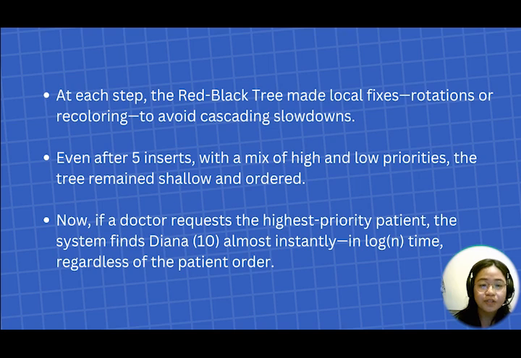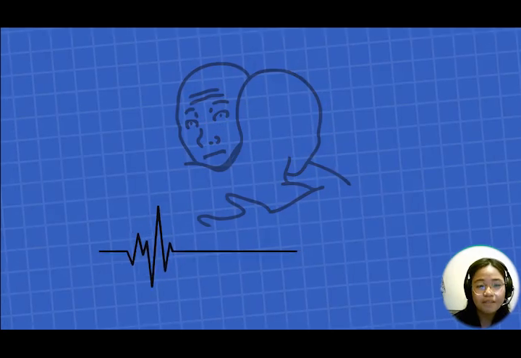Now, if a doctor requests the highest priority patient, the system finds Diana, with a priority number of 10, almost instantly, regardless of the patients' order. And if Diana is discharged, the deletion process kicks in, followed by a rebalance if needed, and the red-black tree might rotate or recolor again, but the structure remains tight and efficient.